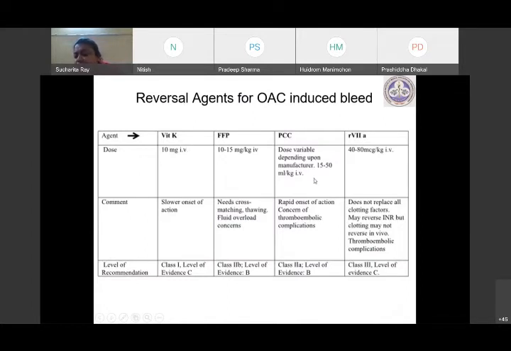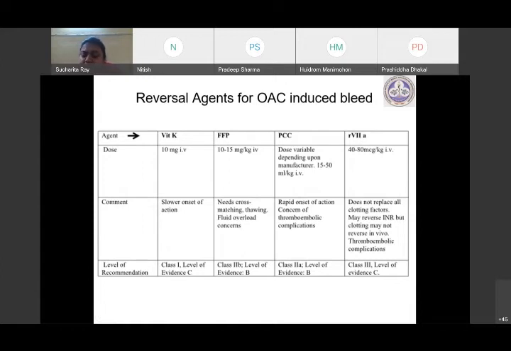We know that it is vitamin K, and we immediately give 10 milligrams IV for any patient who has an anticoagulant-induced bleed or who has hepatic disease, which may be interfering with the manufacture of clotting factors. But what is more useful is the prothrombin complex concentrate, which is now available in Chandigarh. It was not available earlier. I think it costs around 20,000. The dose depends on the manufacturer, but it's usually 15 to 50 units per kg, and it has rapid onset of action.